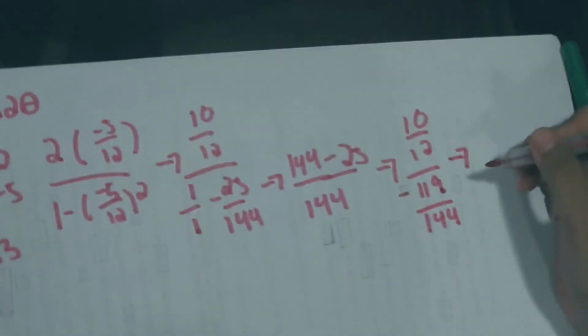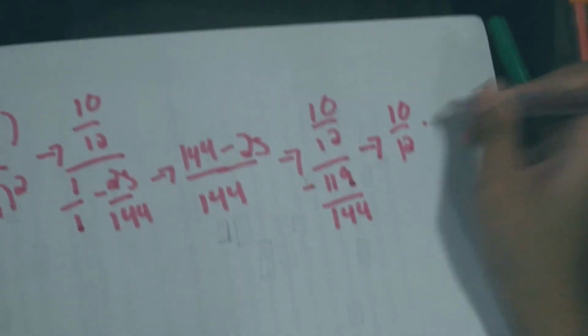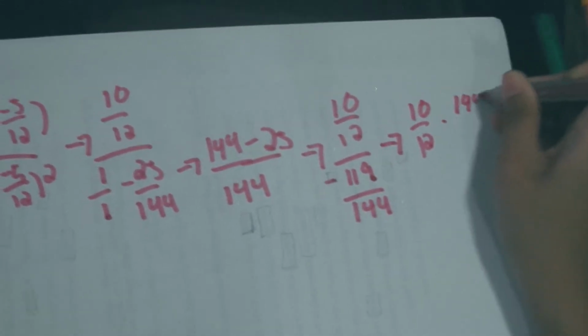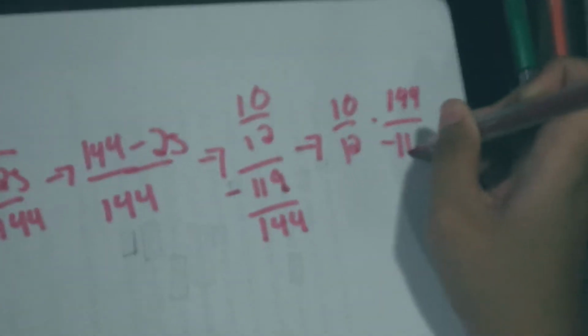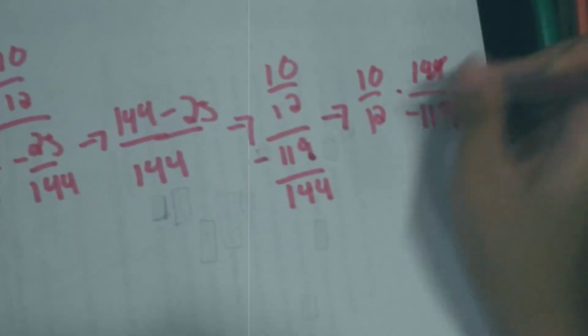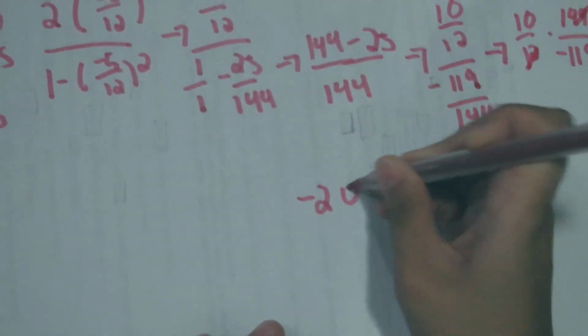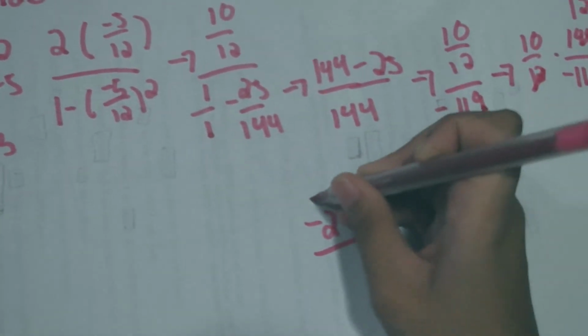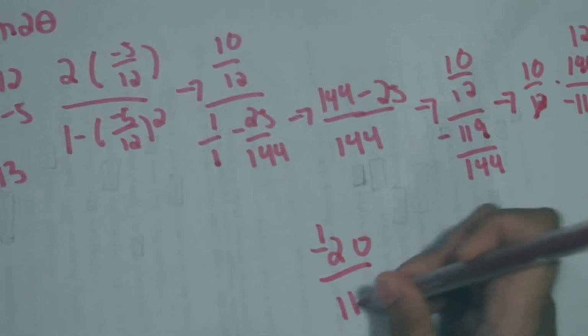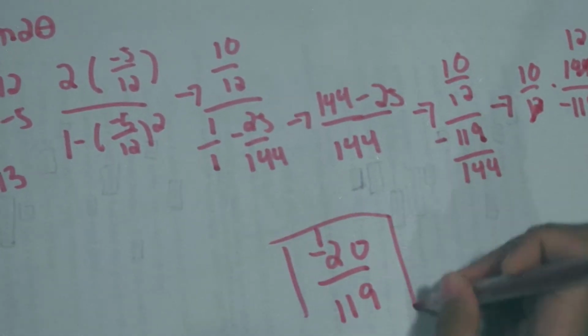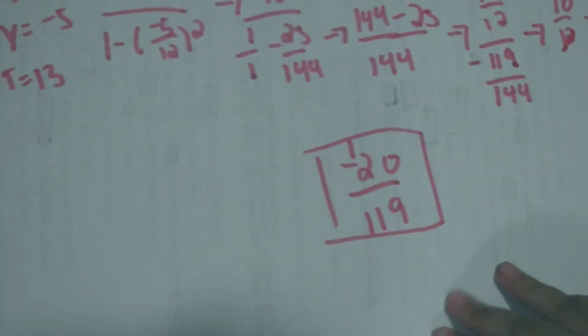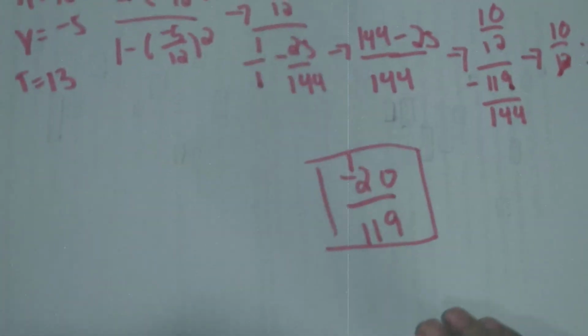Now let's multiply 10 over 12 times 144 over negative 119. Let's cancel 12. Now it will be negative 120 over 119. And that will be for the second example.